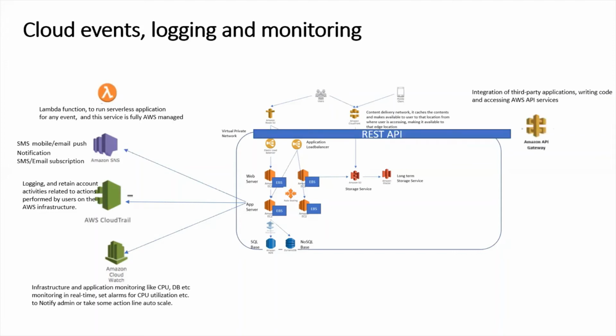And this is Amazon API Gateway. That's a REST API. This service is used for integration of third-party applications, writing code, and accessing AWS API services. All this we will cover in labs during the course.